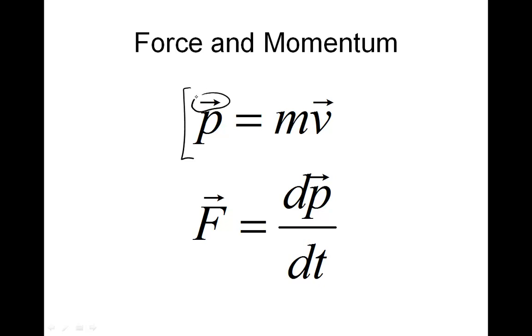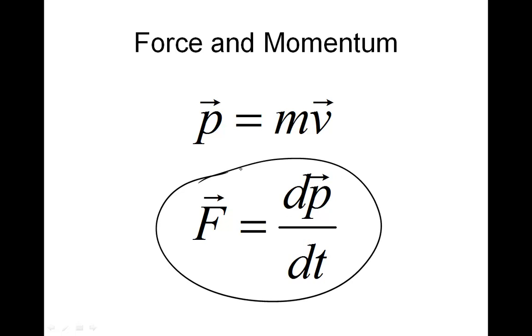So we define then momentum as the mass of an object times its velocity. So notice momentum is a vector quantity. Very important. Now mass is not a vector quantity, but velocity is. So momentum is a vector quantity. And another way to express Newton's second law, the force equals the derivative of momentum with respect to time.